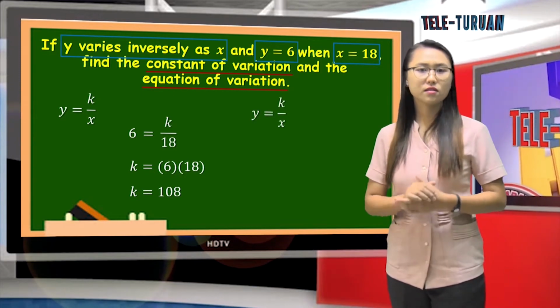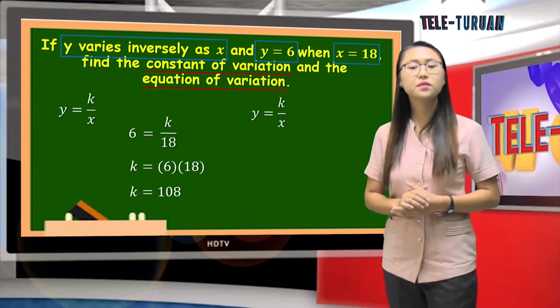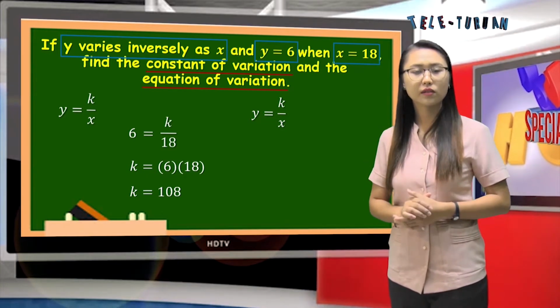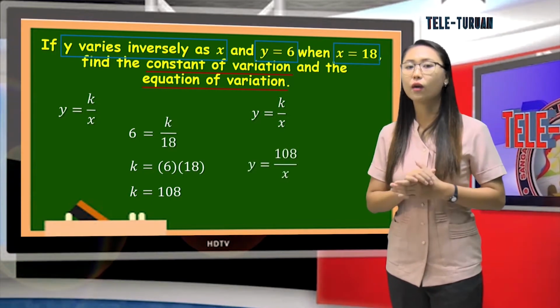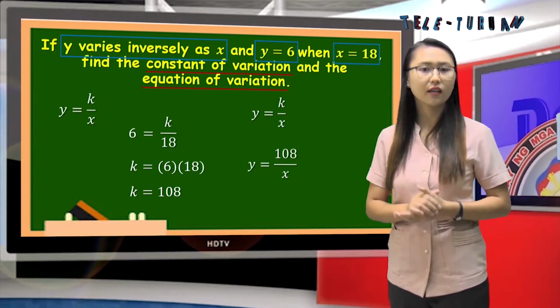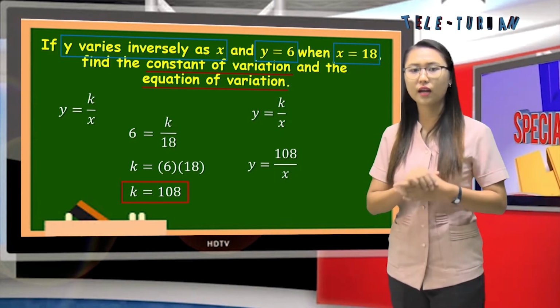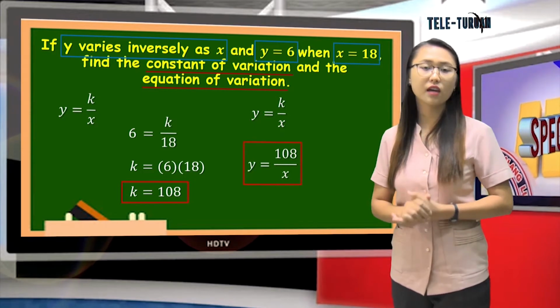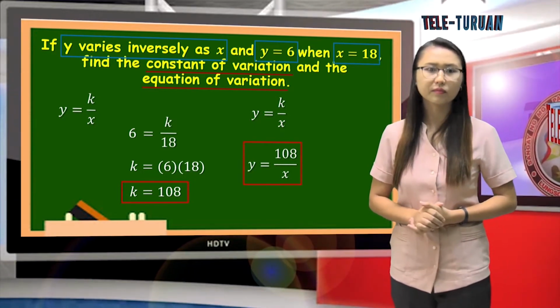Next, let us solve for the equation of variation. All we have to do is to substitute the value of k into the equation y is equal to k over x. We now have y is equal to 108 over x. The constant of variation is 108 and the equation of variation is y is equal to 108 over x.